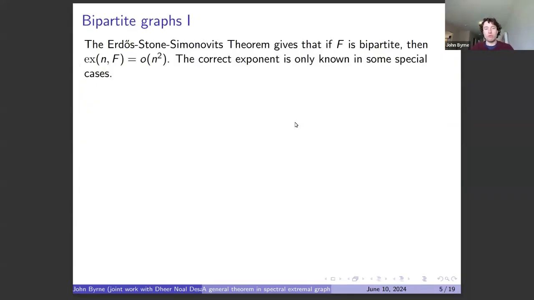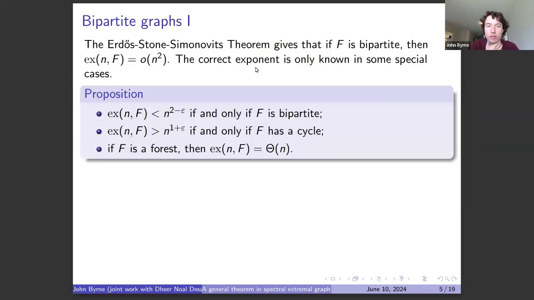Okay, so for the rest of the talk, we'll focus on forbidding bipartite graphs. As I mentioned earlier, the Erdős-Stone-Simonovits theorem just gives us that the extremal number of a bipartite graph is little o of n squared. Now, we're not going to focus in general on most bipartite graphs, so this is just a very small overview of what's known. But if F is a bipartite graph, then the extremal number is less than n to the power of 2 minus some positive constant.